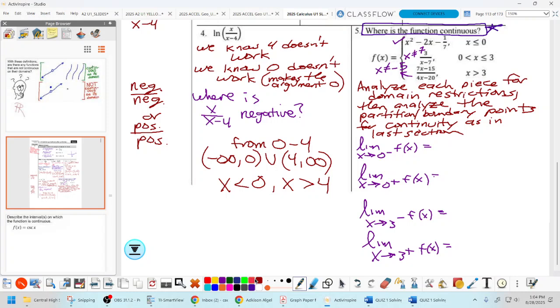Okay, so from the left of 0, what's our limit? Negative 1/7. Good. From the right of 0, negative 3/7. So we already see an issue there. Come on. There we go. How about 3 from the left?